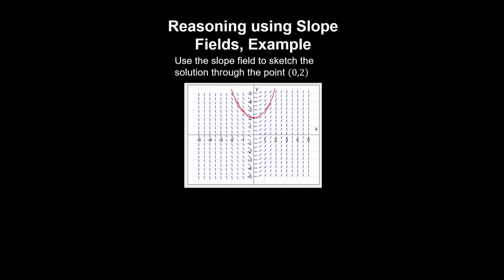And you can sketch another solution curve. So for example, through 0, 4, that's a bit easier to sketch. So you have a 0 slope, and then you follow the slope field as best as possible.